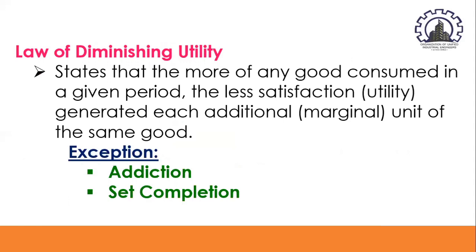The only exceptions to the law of diminishing utility are addiction and set completion. Marginal utility refers to the additional satisfaction of a consumer whenever he consumes one more unit of the same good. So consumption of more successive units of the same good increases total utility, but at a decreasing rate because marginal utility diminishes. Marginal utility can become negative, or lower than zero, when you are over satisfied.